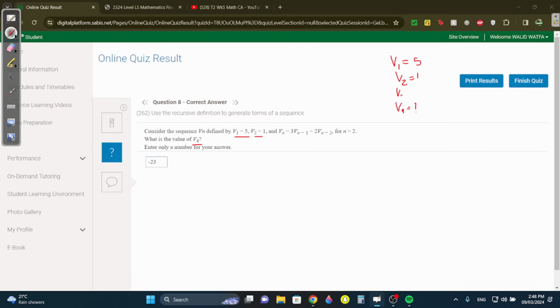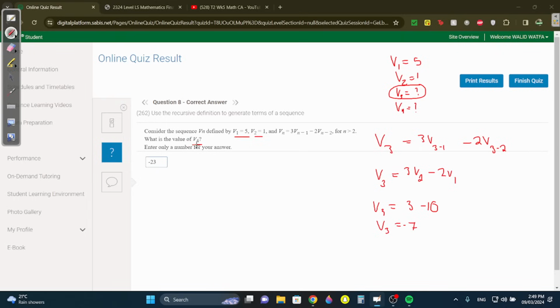Can you reach V4 without moving through V3? Of course not. So first we need to find V3. How do we find V3? They gave us Vn is 3Vn minus 1 minus 2Vn minus 2. So in this case we want V3, which equals 3 times V3 minus 1, because n is 3, minus 2 V3 minus 2. V3 equals 3V2 minus 2V1, because 3 minus 1, 3 minus 2. V3 is equal to 3 minus 10. So V3 is minus 7.